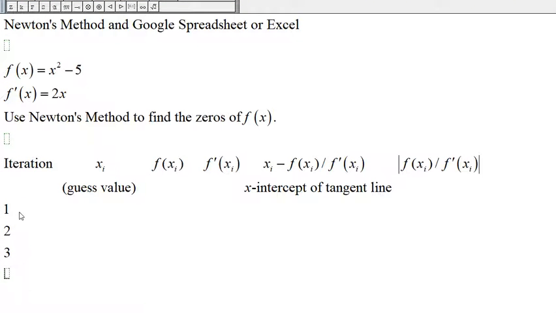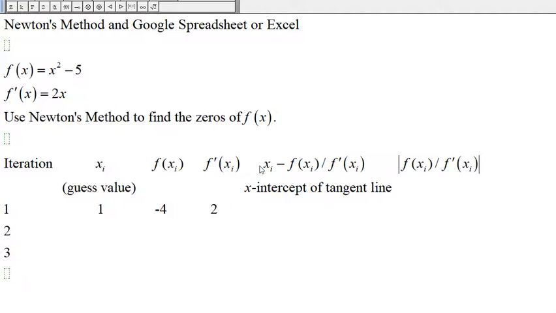In iteration 1, our initial guess is 1. Then we want the y value corresponding to 1, so we do f of 1. We put a 1 in here: 1 squared minus 5 is negative 4. Next, we need to evaluate the derivative at 1, so it would be 2 times 1, which is 2.